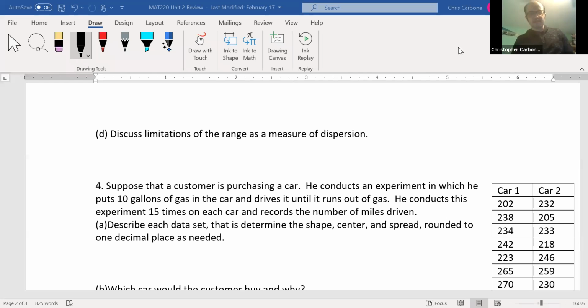Welcome to part 2 of the Unit 2 review. And we had just finished question number 3, the first 3 parts of question number 3 in part 1. This last one wants to discuss the limitations of the range as a measure of dispersion, since we saw a wide difference between the population range and the population standard deviation.